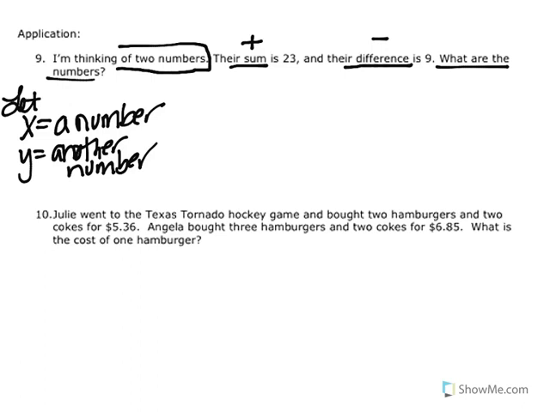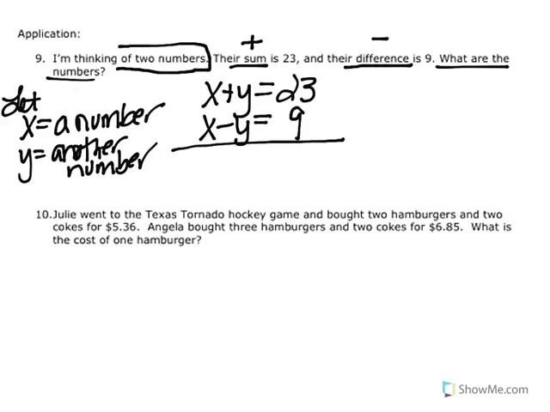And so their sum is 23. So x plus y equals 23. And their difference is 9. So x minus y equals 9. Well, this works out nicely because we can see the y's are going to cancel out. So x plus x is 2x. y minus y cancels out. And then 23 plus 9 equals 32. So we divide by 2, and we get x equals 16.